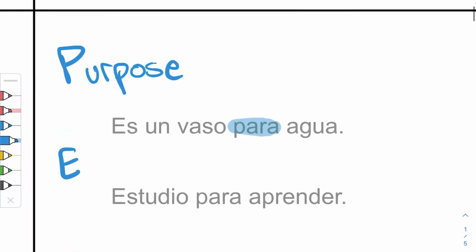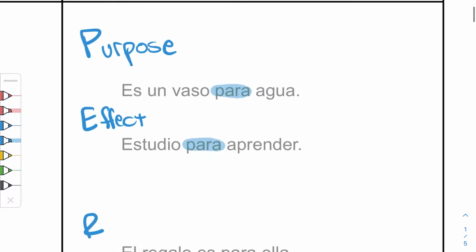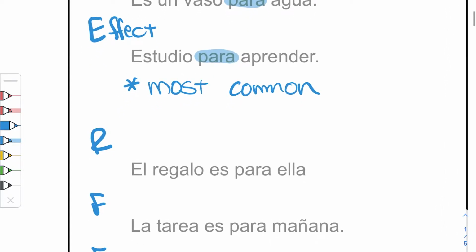Okay? E is for effect, which is very similar to purpose, right? Estudio para aprender. I study with the effect of learning, or the purpose of studying is for learning, right? So those are very common. In fact, this one is the most common one. This is how I use para mostly. So that's exciting. The R stands for recipient.